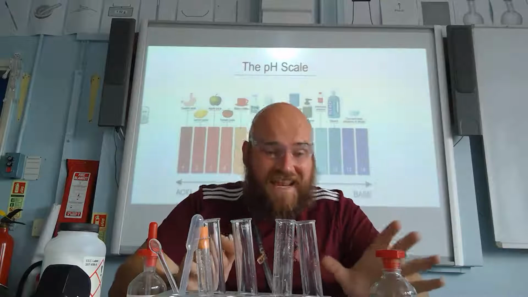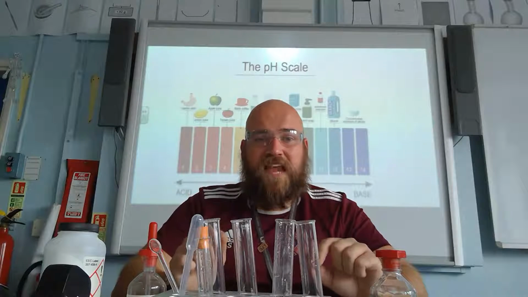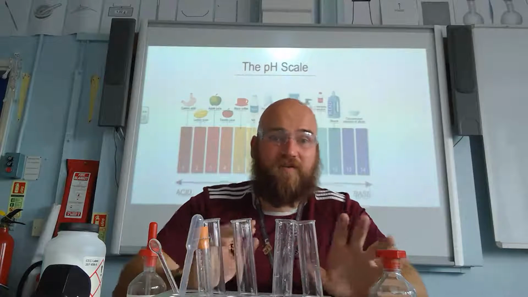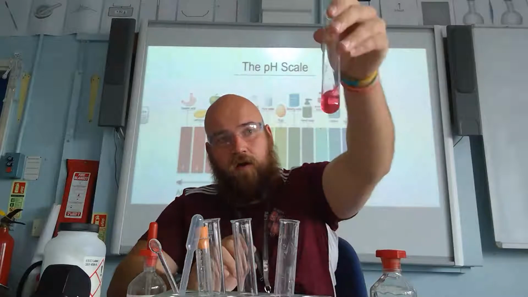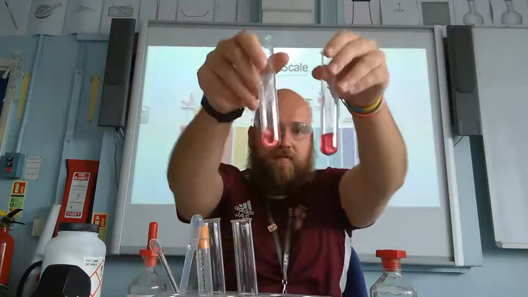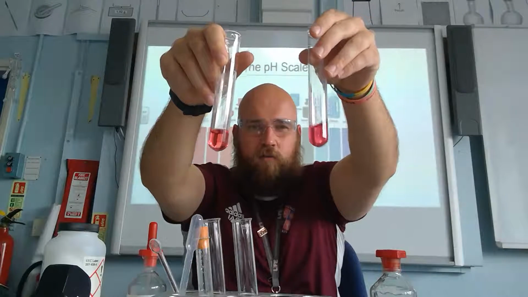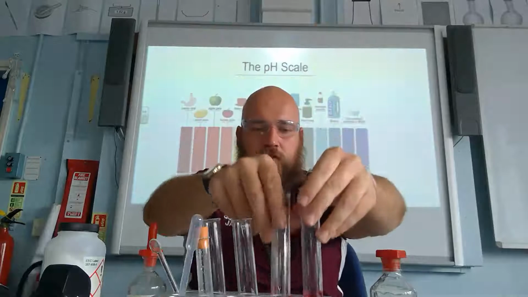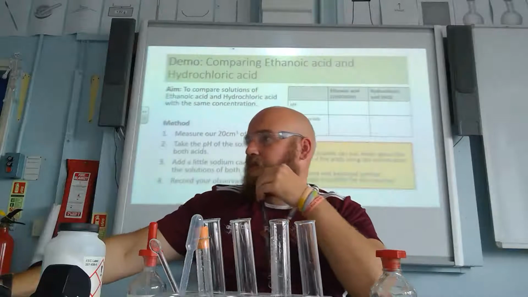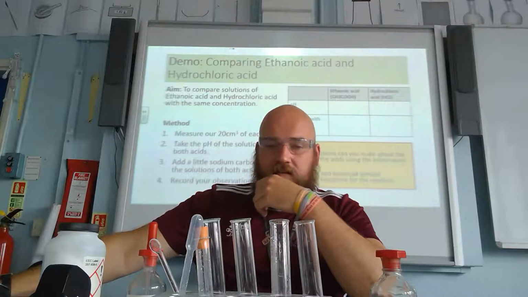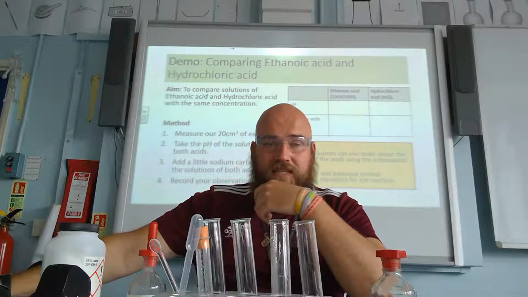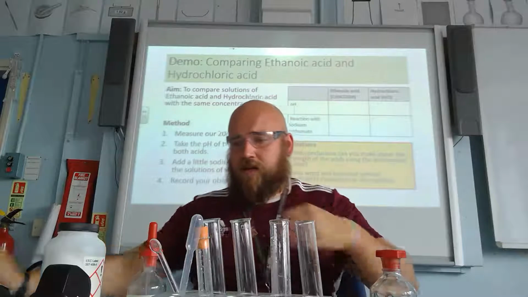So I've got the same volume of acid with the same amount of acid particles dissolved in it. But you can clearly see one is a much darker pink than the other. So again, this one has a pH of around 1 or 2. This one will be 2 or 3. So the next thing I'm going to do is have a look at their reactions or reactivities with sodium carbonate.